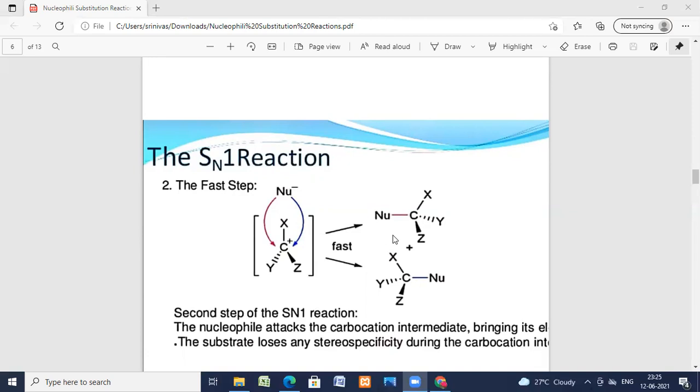But if the nucleophile attack is slow and the ion pair has enough time to form the carbocation, the nucleophile will attack the carbocation from either side, front as well as backside. Therefore, you get a racemic mixture. So this one is the inversion product and the other one is the retention product. This is what is happening in the unimolecular nucleophilic substitution reaction. Now we'll see the SN2 reaction.